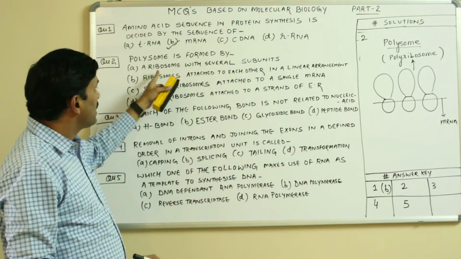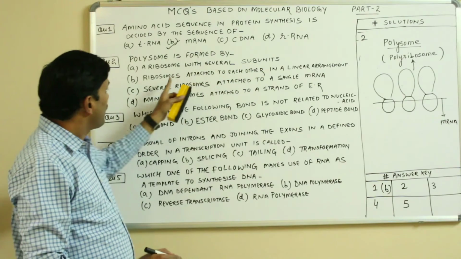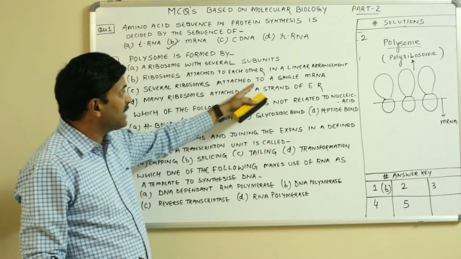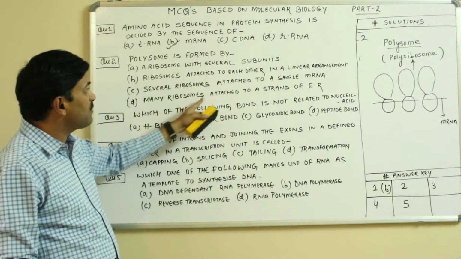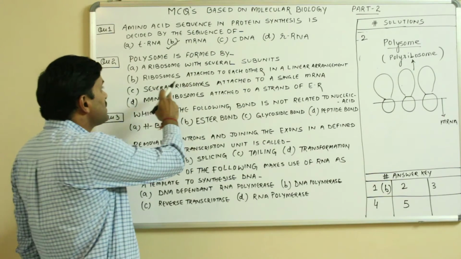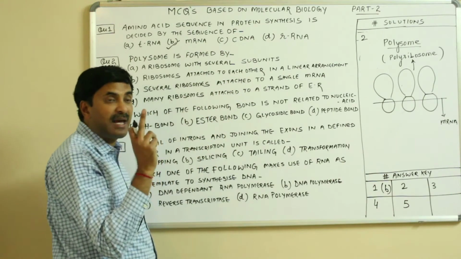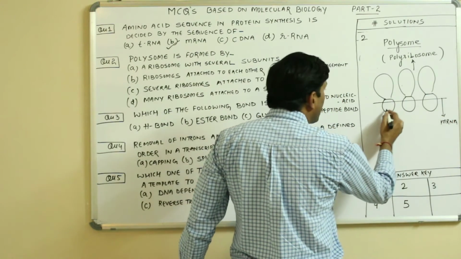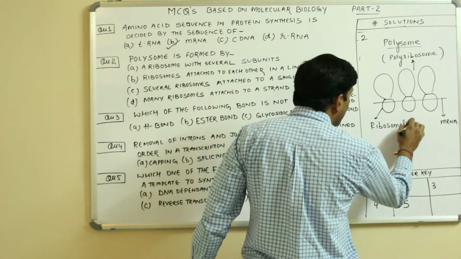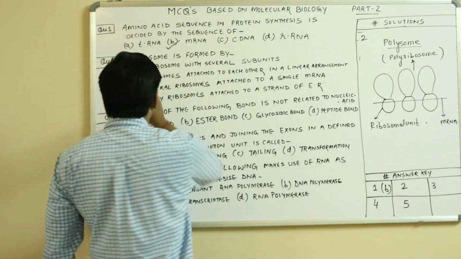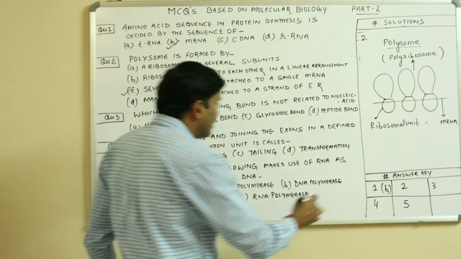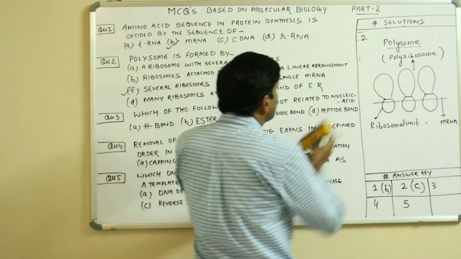So polysome is formed by a ribosome with several subunits, ribosomes attached to each other in linear arrangement, several ribosomes attached to a single mRNA, or many ribosomes attached to a strand of the ER. So what will be the answer? That is, several ribosomes attached to a single mRNA. This is the mRNA, and these are the ribosomal units. So answer C is correct for question number 2, that several ribosomes are attached to a single mRNA. Question number 2 has the answer C, right?